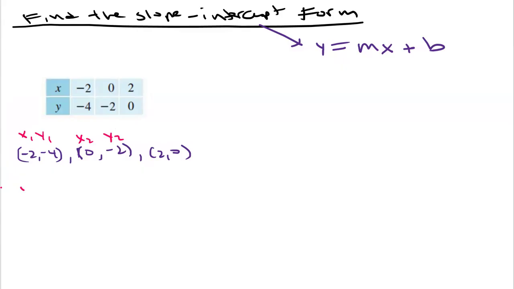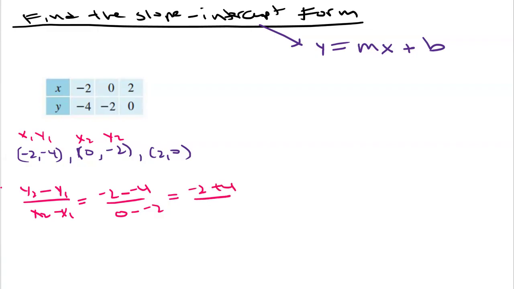Okay, so I have my slope formula. y2 is negative 2 minus negative 4, and x2 is 0 minus negative 2. So we get negative 2 plus 4, and 0 plus 2. Okay, so we get a positive 2 on the top. Negative 2 plus 4 is a positive 2, divided by 2, which gives us 1. So that's our slope. Our slope is 1.